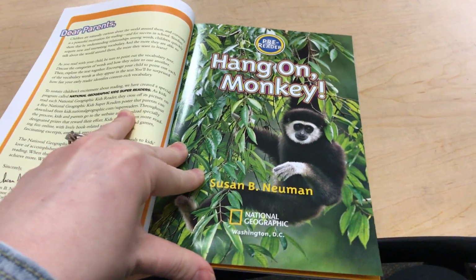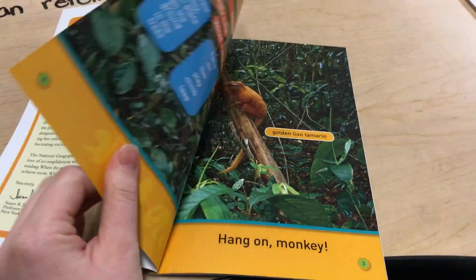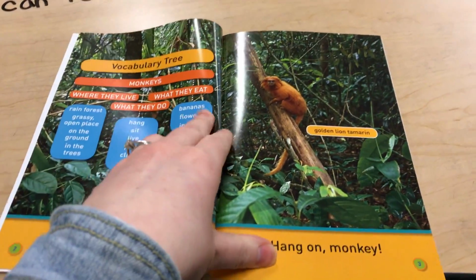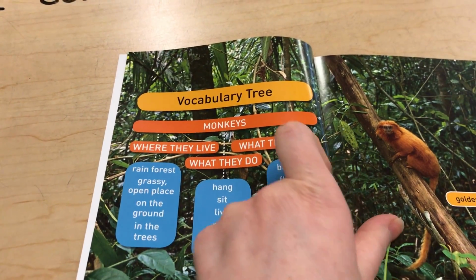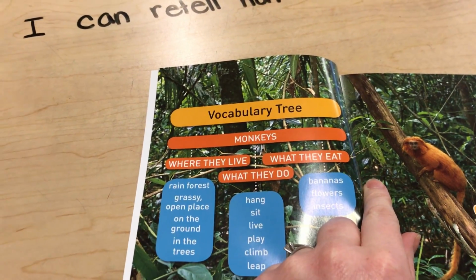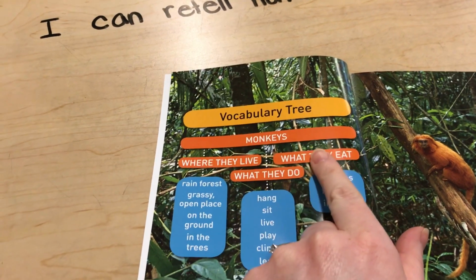Hang On, Monkey by Susan B. Newman. I notice a chart here right away, so I'm going to take a glance at it. It says vocabulary tree. I'm not sure what that means, but I'm going to keep going.